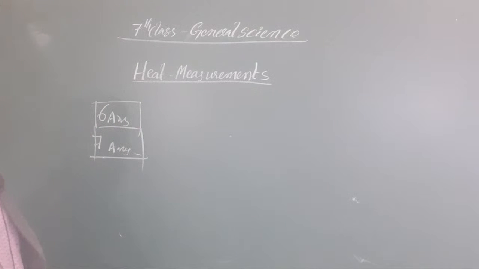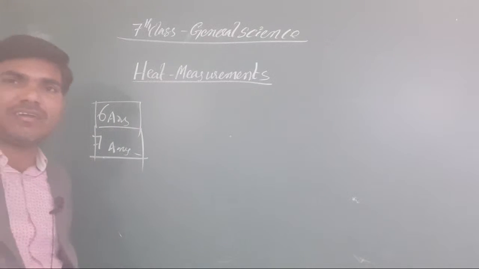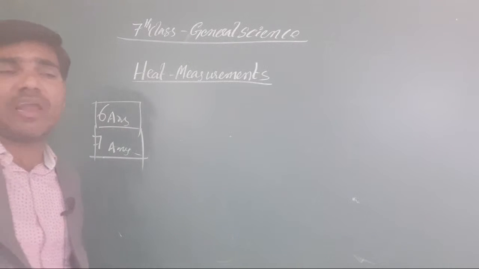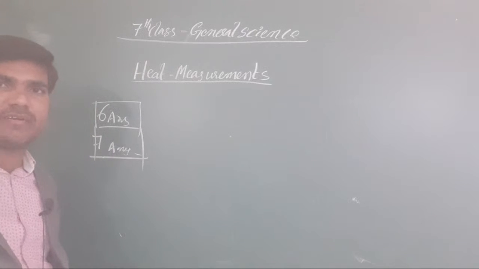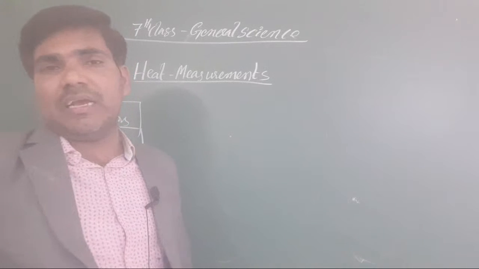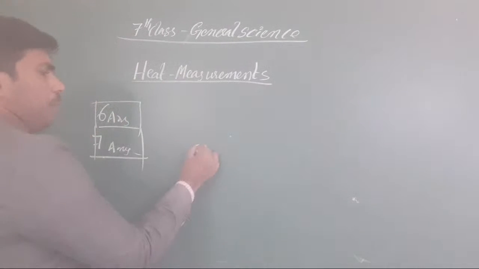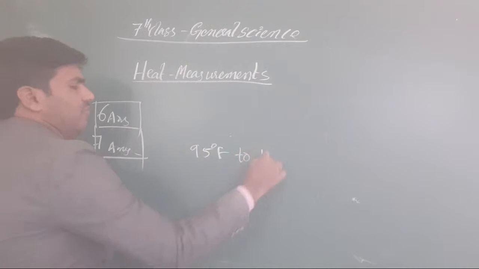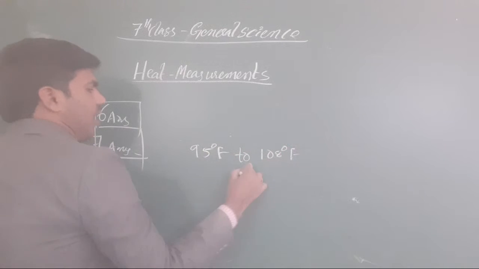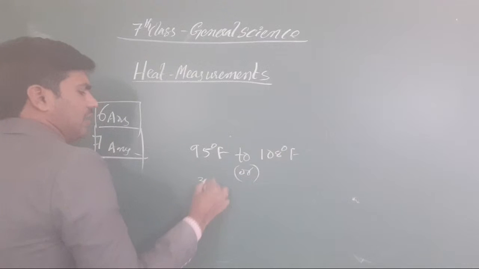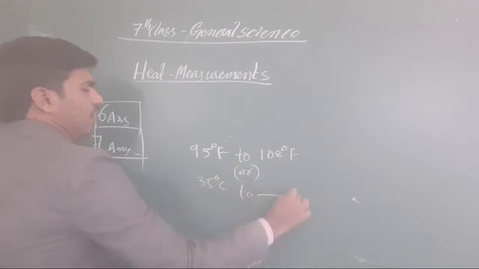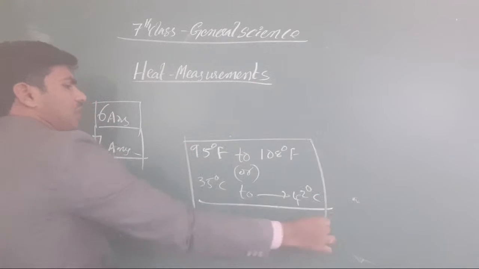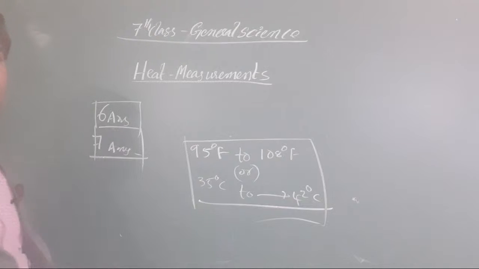The seventh answer is actually wrong. Yes, a wrong method. Why? Because a laboratory thermometer is better for it. Our clinical thermometer has a temperature measuring range from 95 Fahrenheit to 108 Fahrenheit, or 35 degrees centigrade to 42 degrees centigrade only. That's why it is not possible to measure the water temperature.